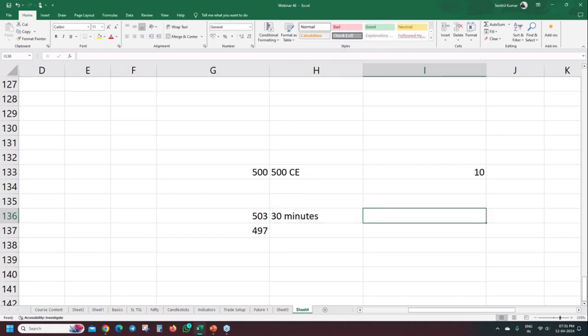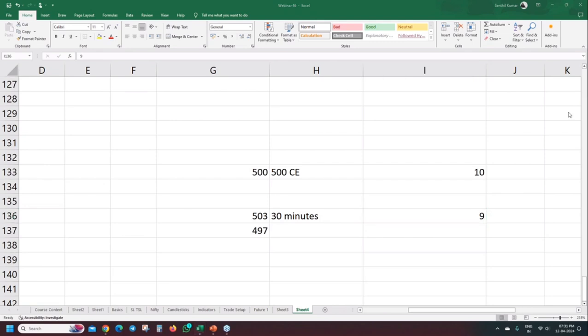This option will become 8 rupees 70 paisa. Are we clear? Any doubt? Worst case it will become 9 rupees just for 30 minutes. This is the time value. I'm telling on an approximate figure.